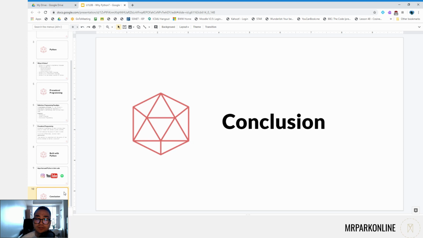So today, in conclusion, we talked about what Python is, what version we're going to use, and we also looked at a little bit of what a programming paradigm was and how procedural programming works.